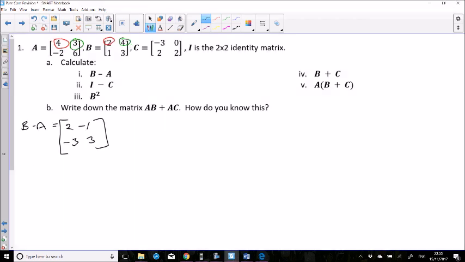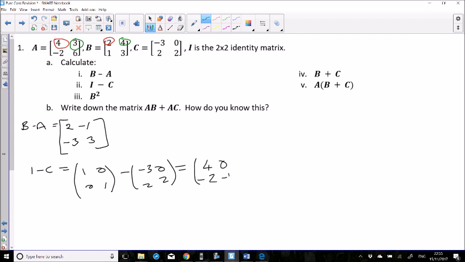It wants us to do I, where I is the 2 by 2 identity matrix, minus C. Now here we need to remember that I is 1, 0, 0, 1. And then we're going to take away matrix C. So again, we're just subtracting the elements that are in the same position. So 1 subtract negative 3, 0 subtract 0, 0 subtract 2, 1 subtract 2. You can check these in your calculator in the matrix mode, it just actually takes quite a long time by the time you type them in.